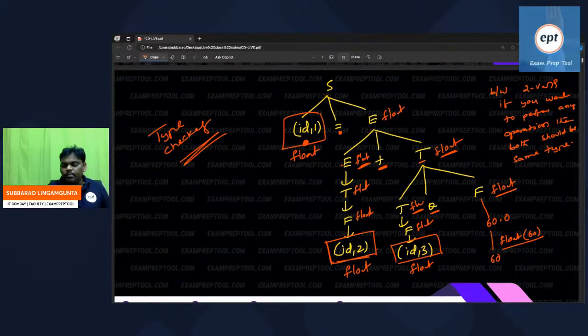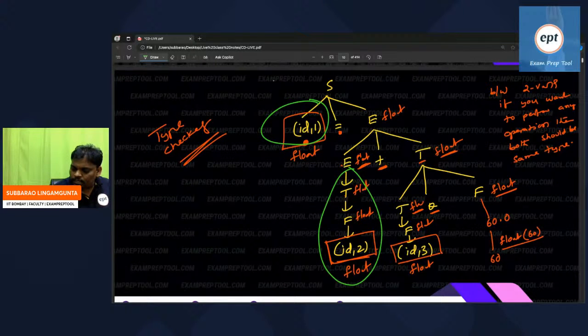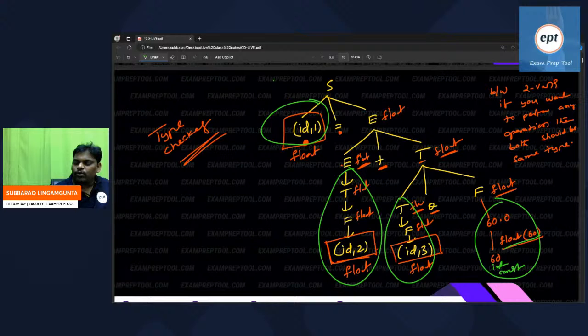See, the left side is float. Then I want everything to be float only. See, this is also float. But unfortunately this one is an integer constant. So do typecasting, it became float. So finally float came. Float plus float again. Next one, float into float, float again. So like that it is happening.